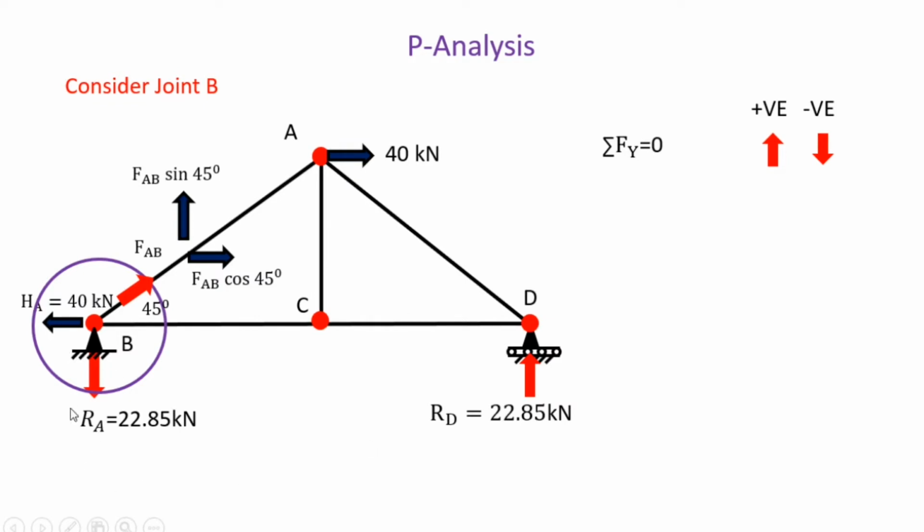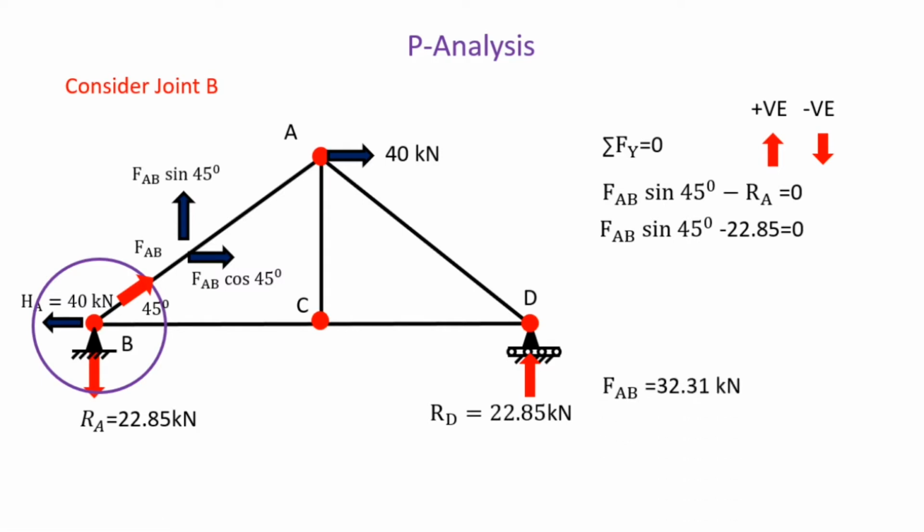So RA is vertically downward, so that is negative, and this FAB sin 45 is vertically upward, that is why it is plus, and that is equal to 0. We know the value of RA is 22.85, so put here FAB sin 45 minus 22.85 is equal to 0. So FAB is equal to 32.31.